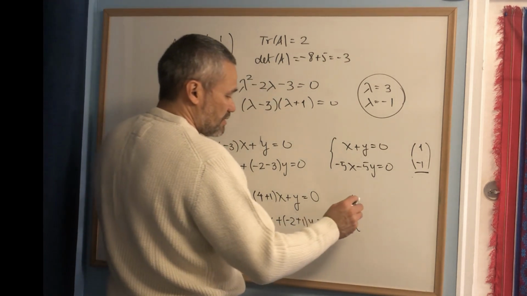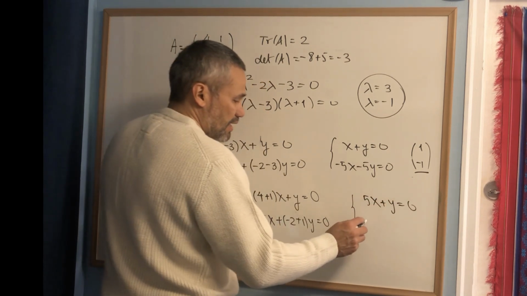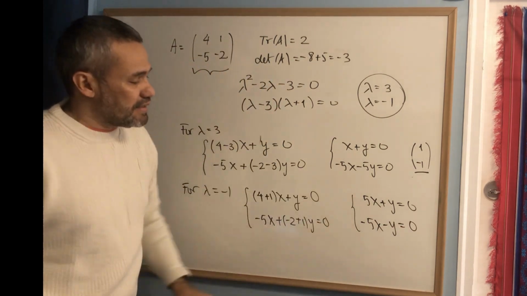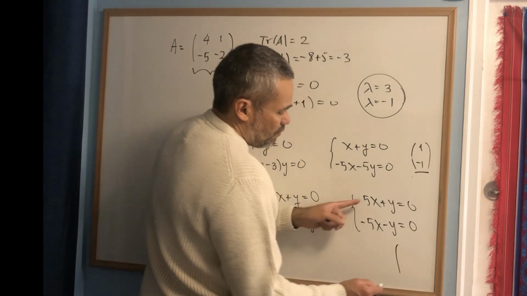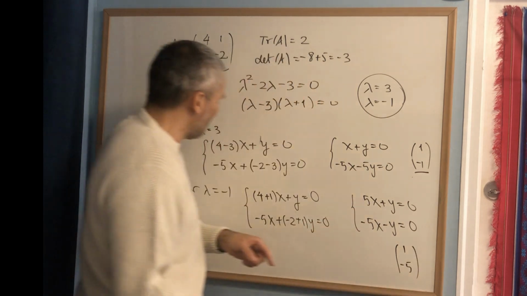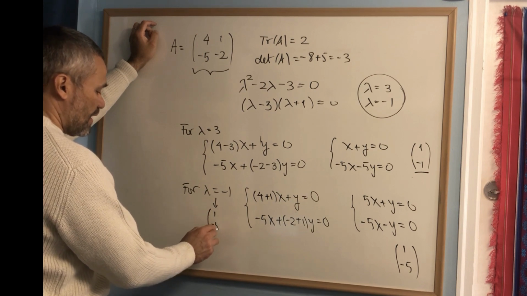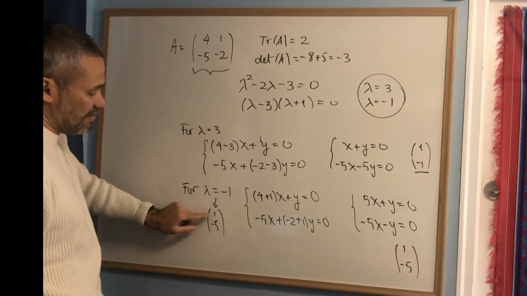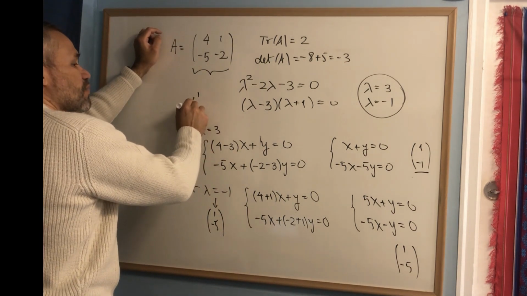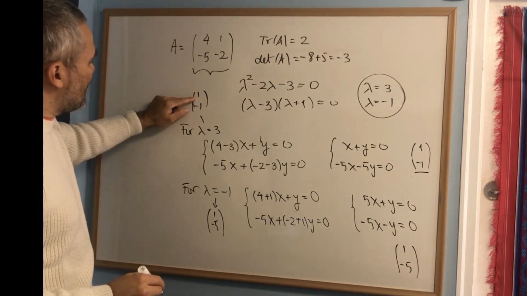If everything is okay, these two equations are the same. It will be 5x plus y equals 0, and here negative 5x minus y equals 0. They are essentially the same, and a solution for this would be x equal 1 and y equal negative 5. Then an eigenvector for this eigenvalue is 1, negative 5. Remember that there are infinitely many. Any multiple of this will work, and any multiple of this would also be an eigenvector.